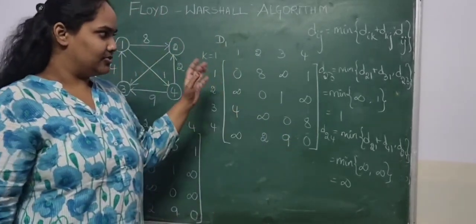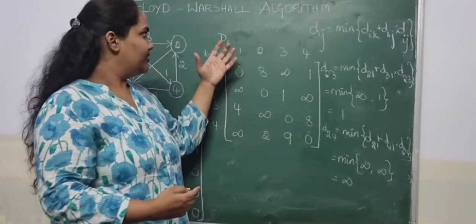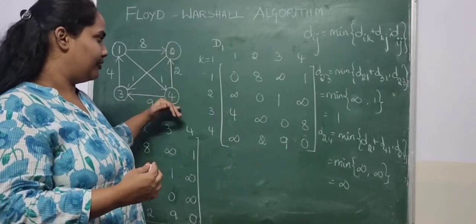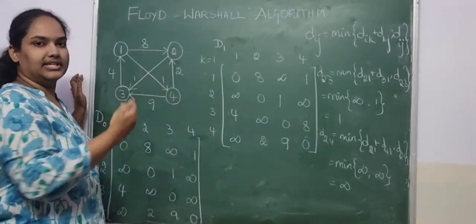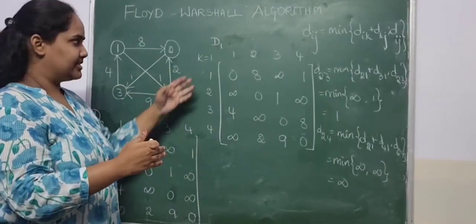so similarly using this formula and this iteration, we find the remaining iterations. The number of iterations will be equal to the number of vertices. So we have k is equal to 1. Similarly we consider k is equal to 2, 3 and 4, and we find the last matrix D4.